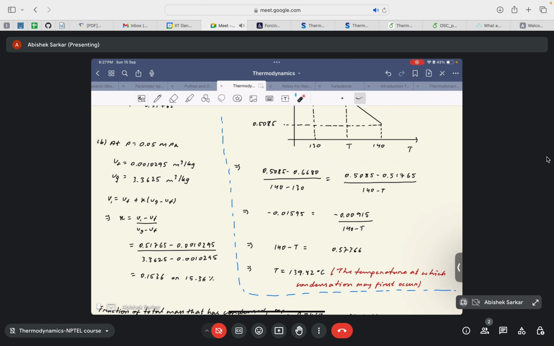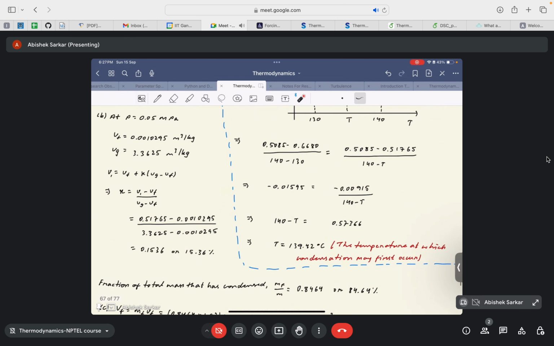It is the mass fraction of the gas in the liquid vapor mixture, or mass of the vapor in the liquid vapor mixture. So once you know this, you can easily find the total mass of the mixture that is condensed. So we need to find the value of the mass of the fluid in the liquid vapor mixture.